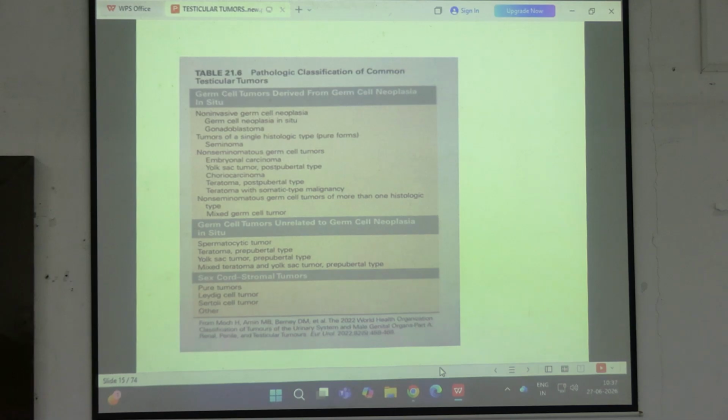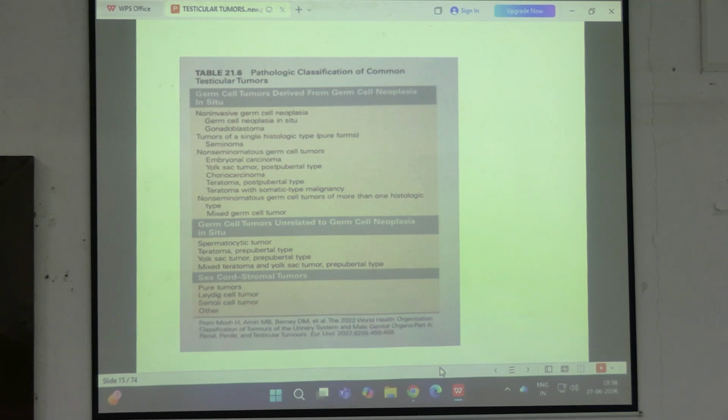Now there are some germ cell tumors which are not coming from GCNIS. Most of the germ cell tumors arise from GCNIS, but there are some rare tumors which are not coming from GCNIS. Those are germ cell tumors unrelated to GCNIS. Examples are spermatocytic tumor, teratoma, this is pre-pubertal type, again yolk sac, pre-pubertal type. Okay, remember only that much.